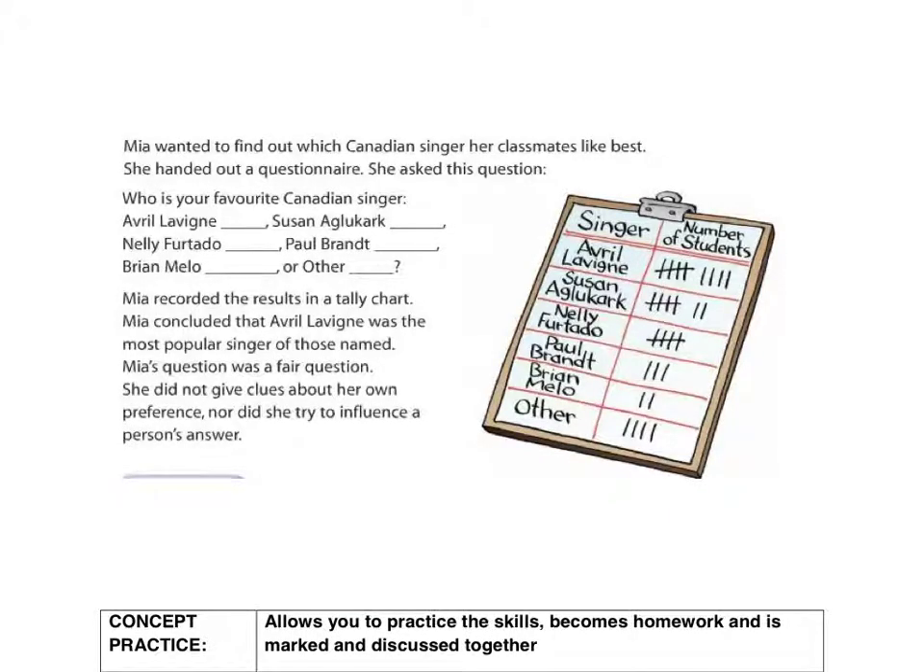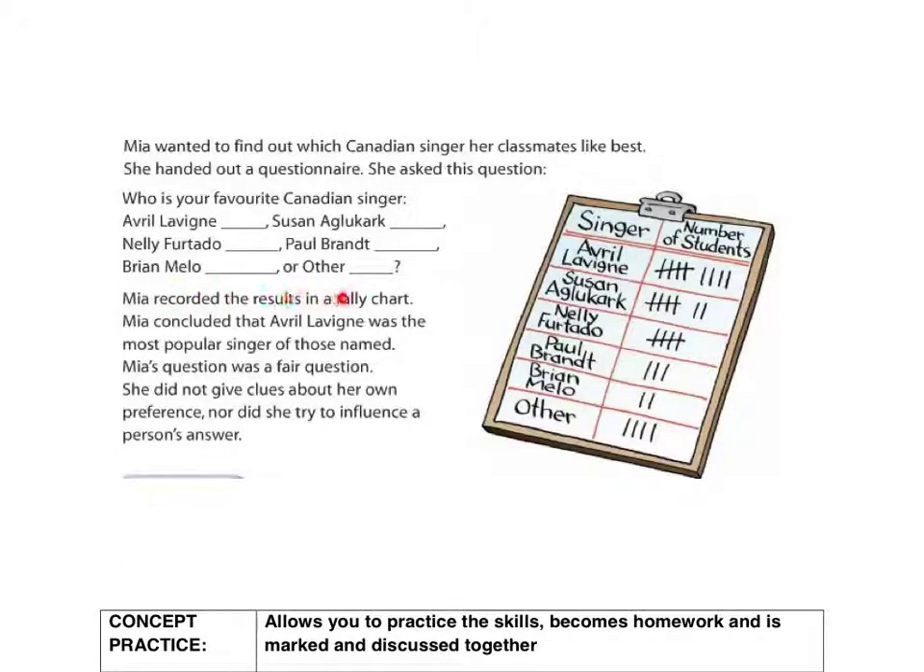All right, so here we have Mia. She wanted to find out which Canadian singer her classmates liked the best. She handed out a questionnaire. She asked this question: who is your favorite Canadian singer? Avril Lavigne, Susan Aglukark, Nelly Furtado, Paul Brandt, Brian Mello, or other, with the line there.